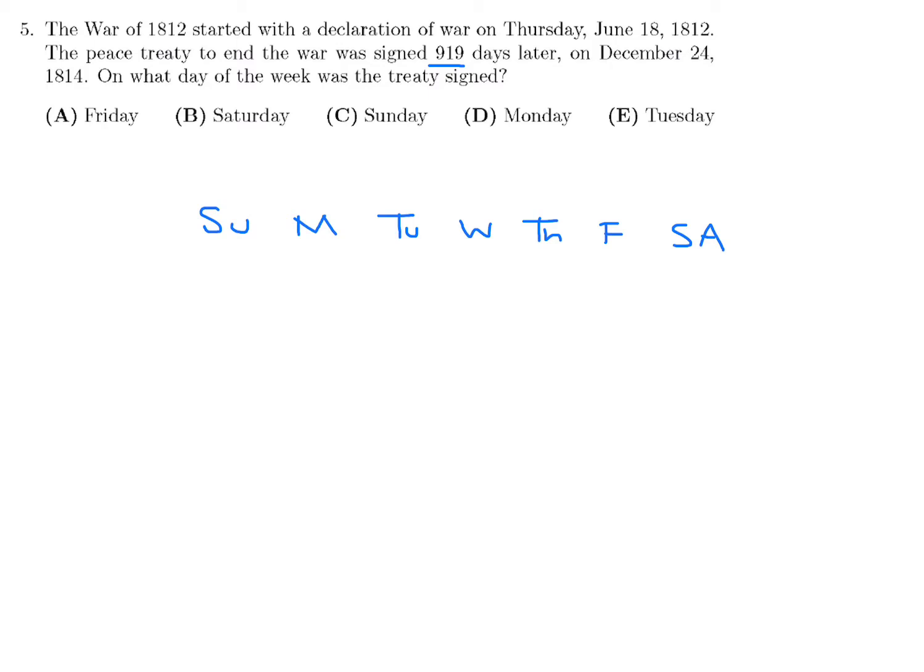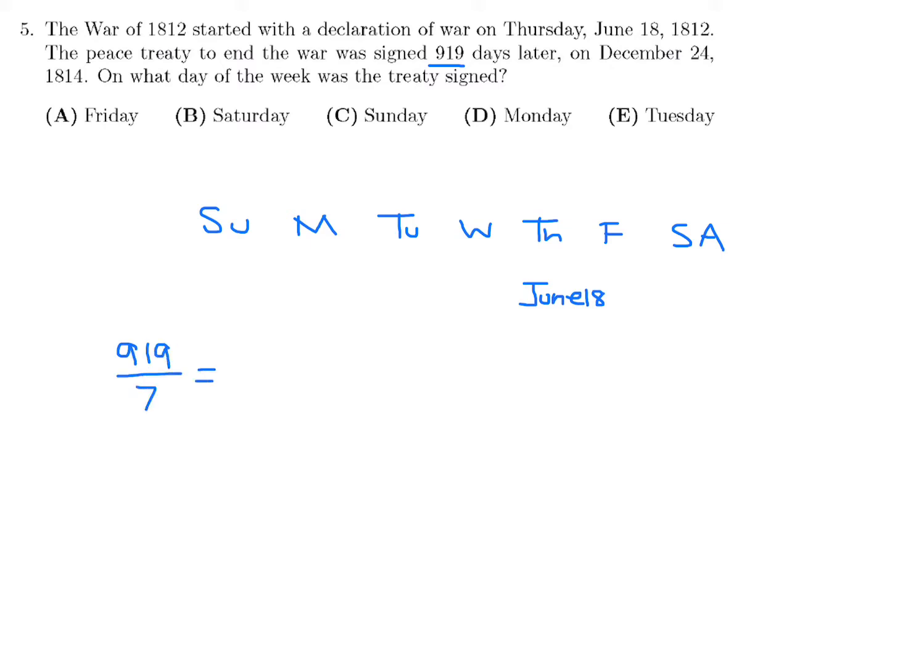And then let's talk about how to do this. So Thursday is June 18th, right? So this is my June 18th right here. Well, every 7th day afterwards, it would be a Thursday. So 7 days later, 14 days later, 21 days later, and so on. So for 919, all we have to do is just figure out if it's a multiple of 7 or not.